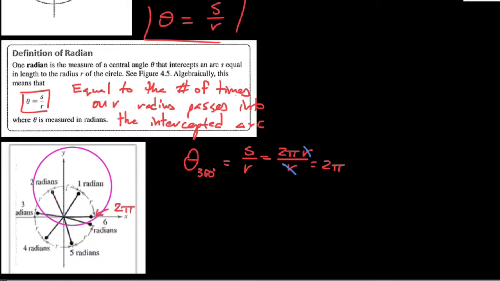And so you'll notice here that 6 radians is just a little bit shy of this. That makes perfect sense because 2 pi is approximately 6.28. So if 2 pi is the number of times the radius fits into the outside, then 6.28 is the number of radius lengths that fits into the outside approximately.